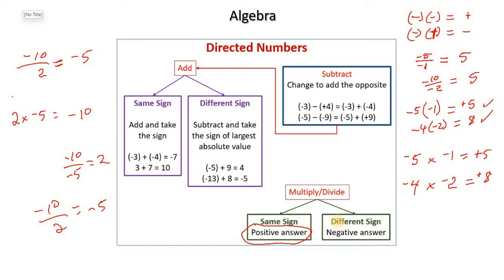Clear? So when the signs are the same, the answer is positive for multiplication or division. When the signs are different, you get what? Negative. In other words, negative divided by negative gives you positive. Just like negative times negative gives you positive, negative divided by negative is also positive. So the same rule applies for multiplication and for division.